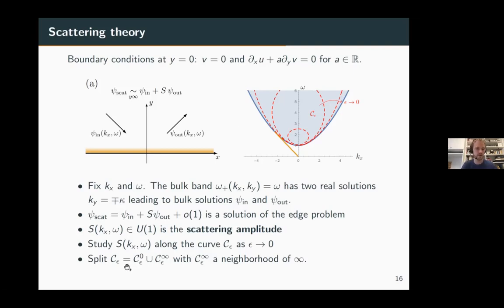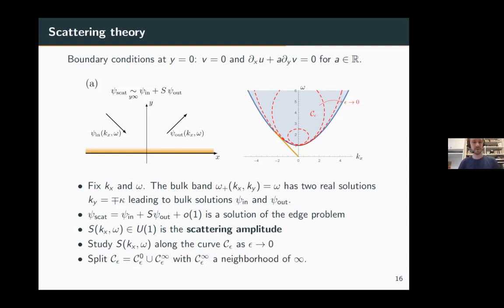Now we need to do one more step and then we're done. We will split this curve in two parts. One which is close to infinity. So as epsilon increases, I cut off the drawing, but the circles continue here. And you just exclude a small neighborhood near infinity. And then you have the rest of the curve that I call C0 epsilon. It's just a very simple partition of the curve, okay? But the two will contain distinct information.